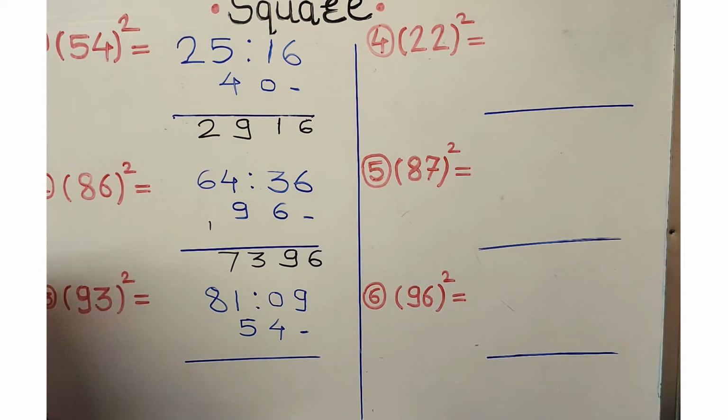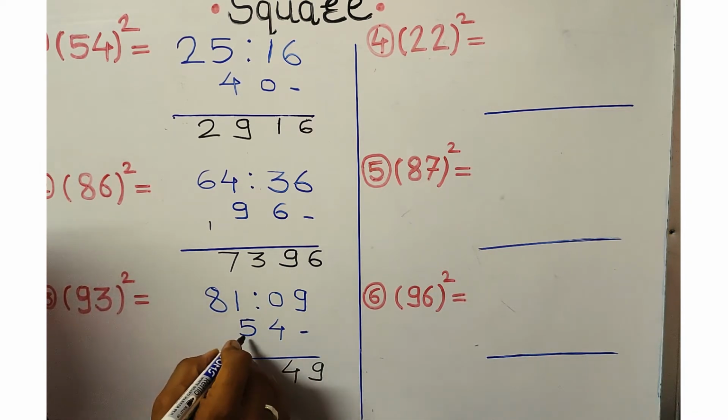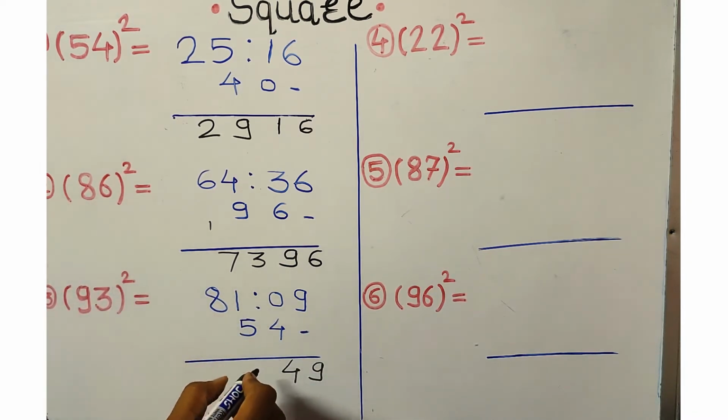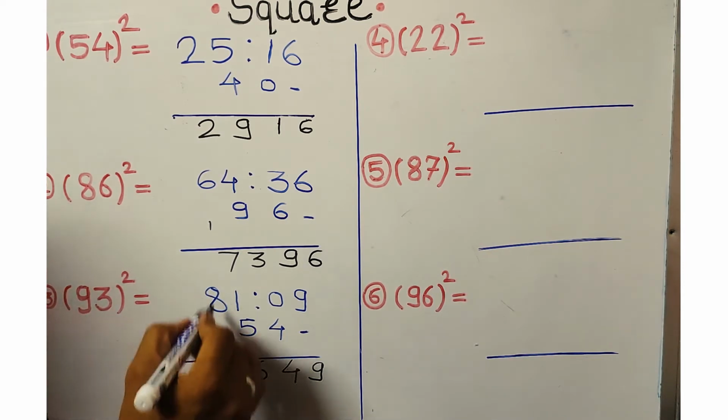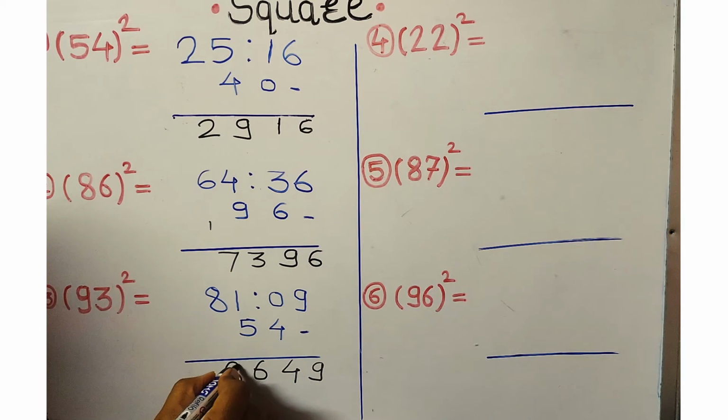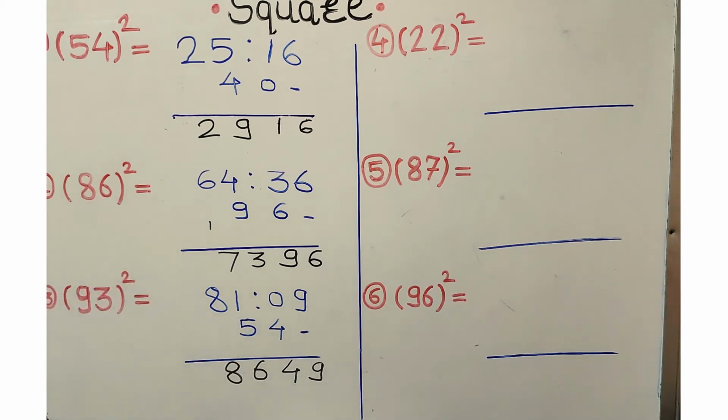After that, add: 9, 0 plus 4 is 4, 1 plus 5 is 6, and 8. So the square of 93 is 8649.